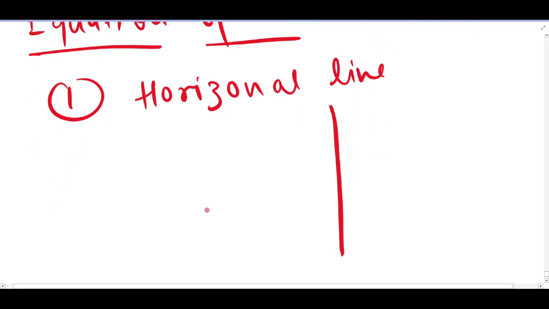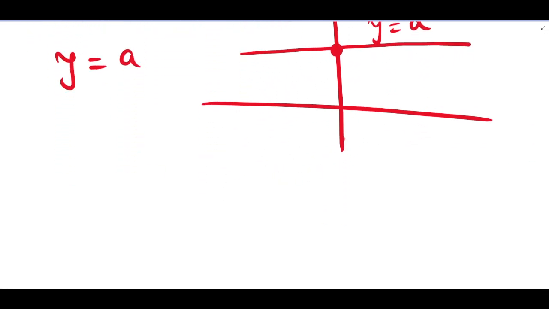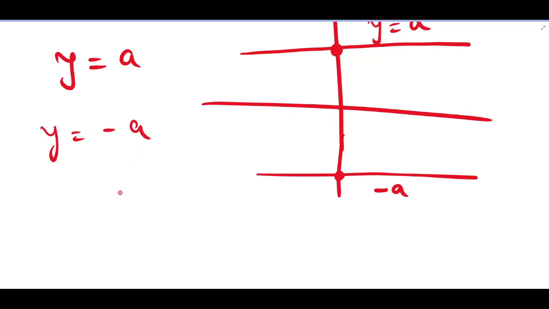So consider a Cartesian system. At some point A, there is a horizontal line. So we can call this y equal to A. So the equation of horizontal line is y equal to A. Or we can consider another line which is at negative y-axis, which is y equal to minus A. So the equation of horizontal line is y is equal to plus minus A.